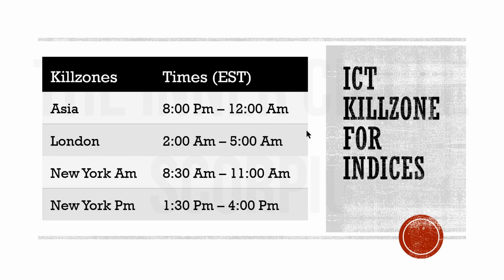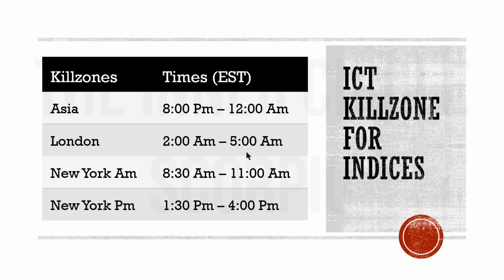Now, I trade indices, so I will talk about indices time. Asia session kill zones are from 8 p.m. to 12 a.m. and London kill zone is 2 to 5, New York is 8:30 to 11. And then in indices we have a PM session as well, which starts from 1:30 to 4 p.m.